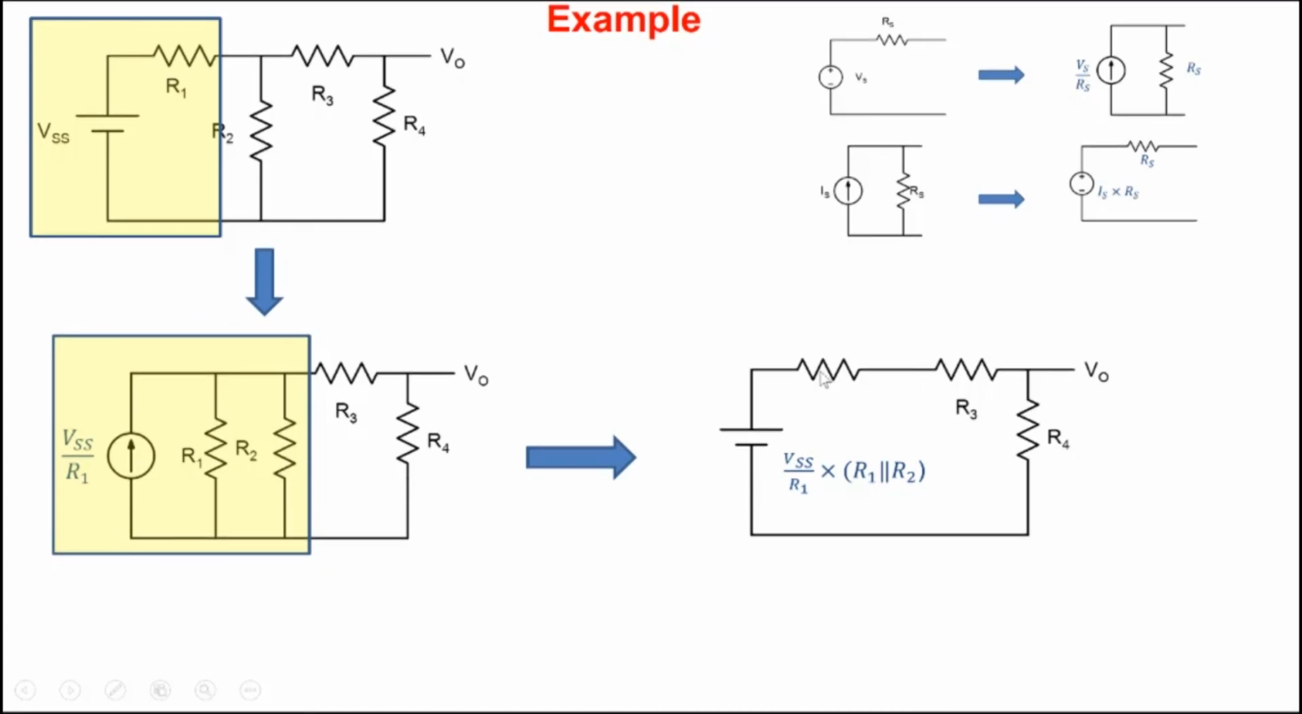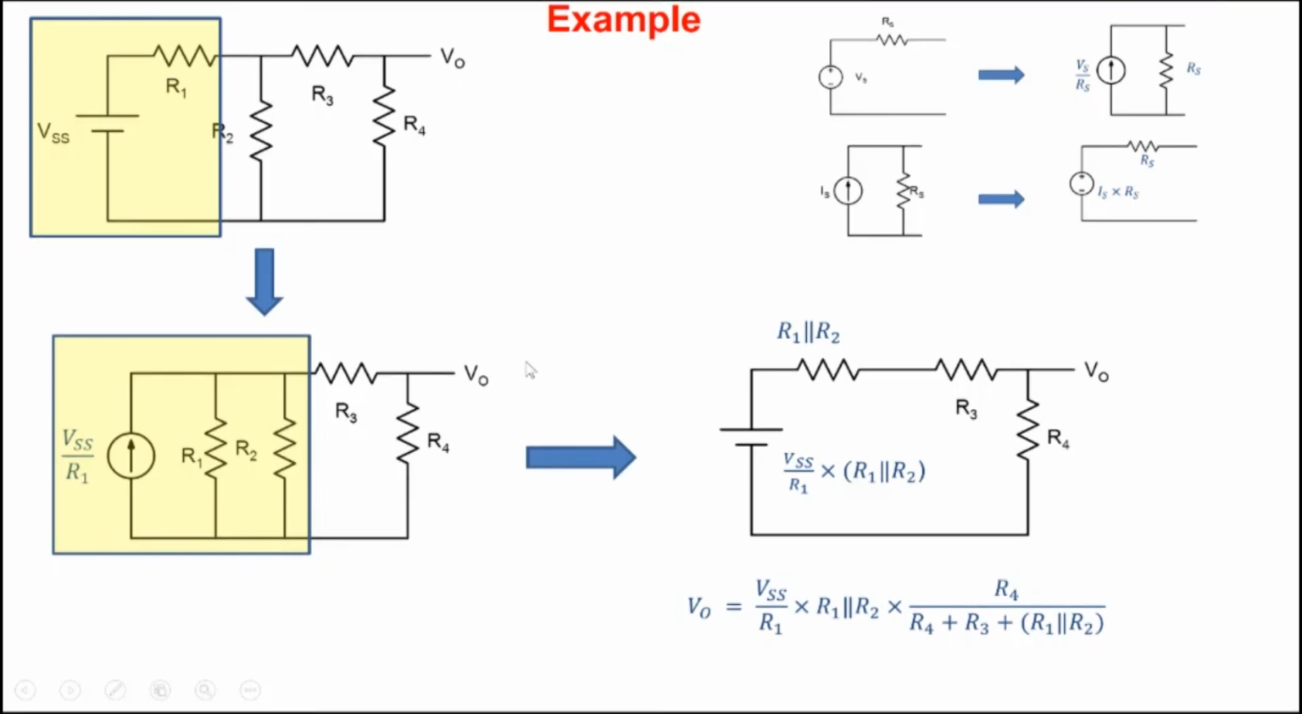What is the value of the resistance here? R1 parallel R2. We are treating them as one single resistor with the value R1 parallel R2. Now this whole circuit becomes a simple voltage divider circuit, so we can write down what is V0. So V0 will be this voltage here, and the voltage will divide between these three resistors, so it will be R4 by R4 plus R3 plus R1 parallel R2. So we've obtained a result through basically source transformation.